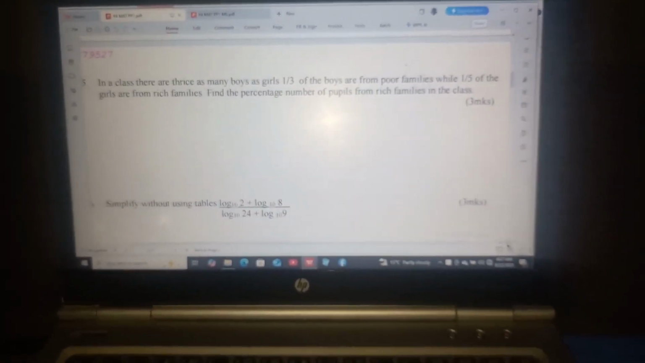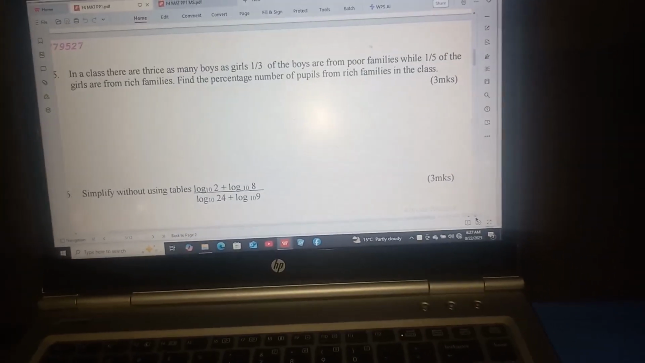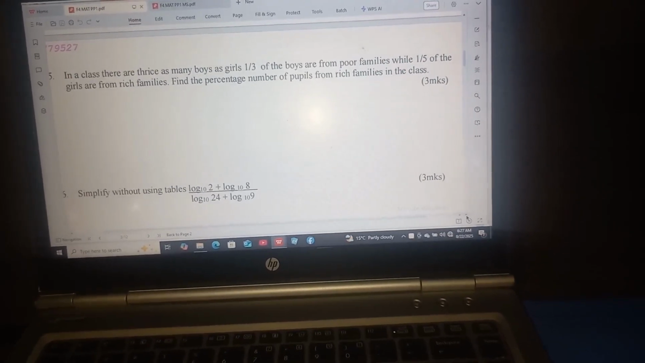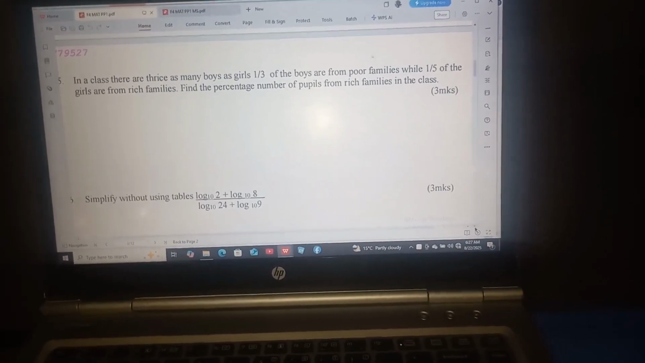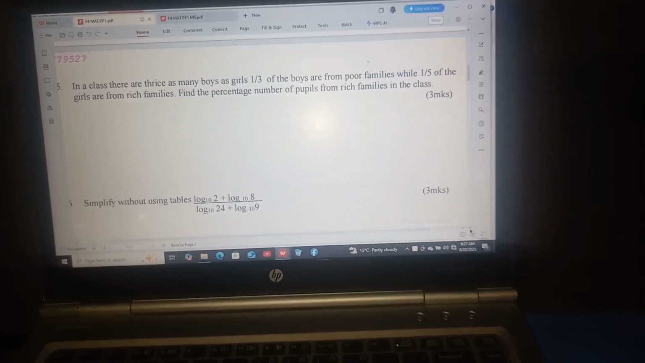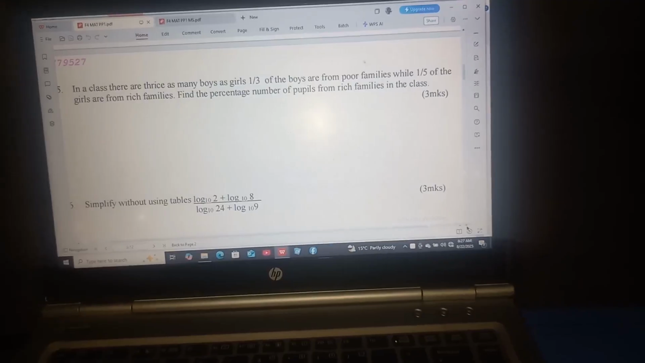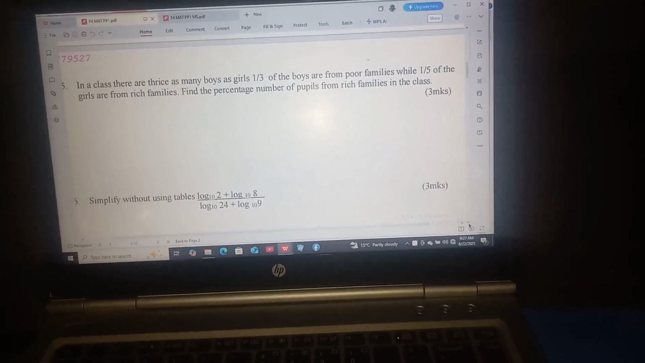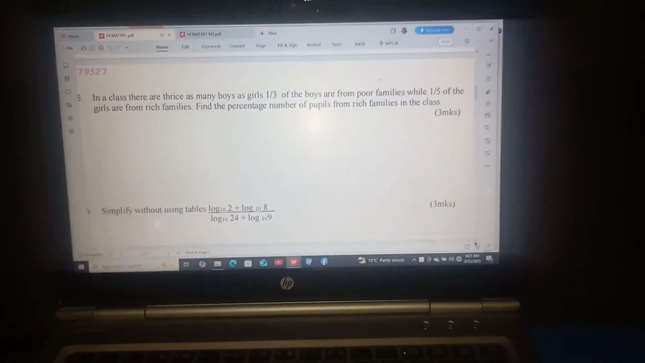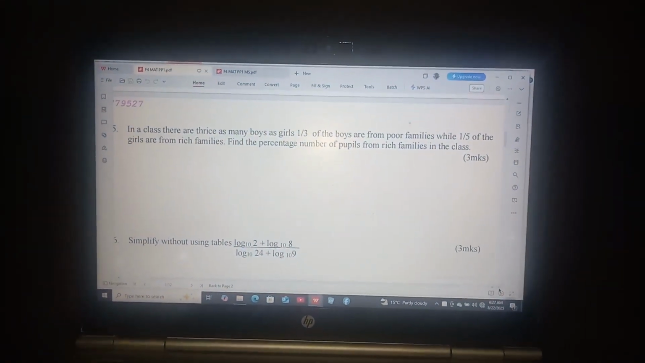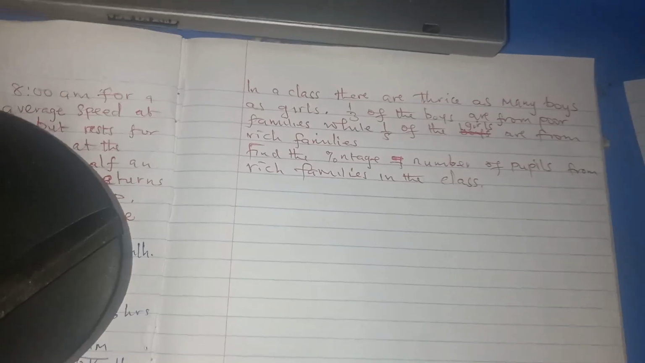So let us move on to our question number 5, which says, in a class there are thrice as many boys as girls. 1/3 of the boys are from poor families, while 1/5 of the girls are from rich families. Find the percentage number of pupils from rich families in the class. Let us see how we can work out this question together. So it is my hope that you have your writing materials. Let us move on with this question.